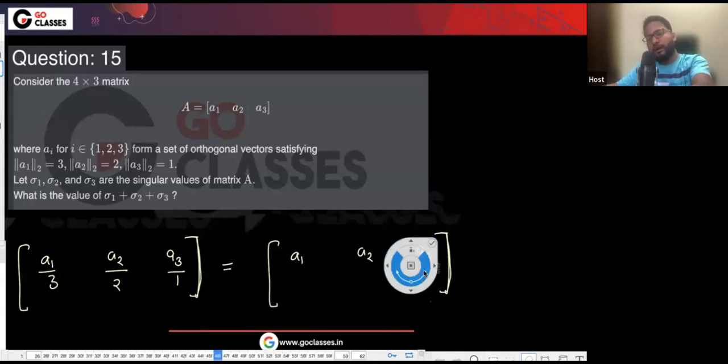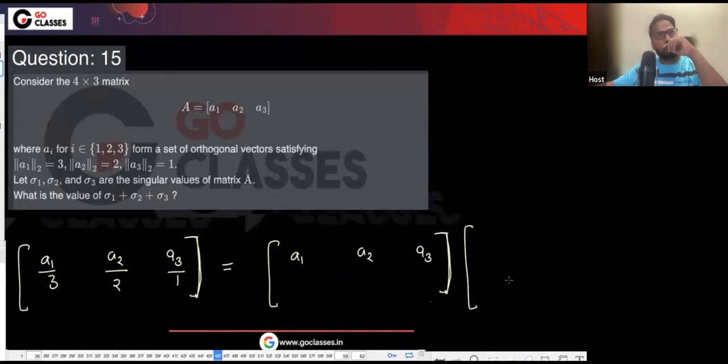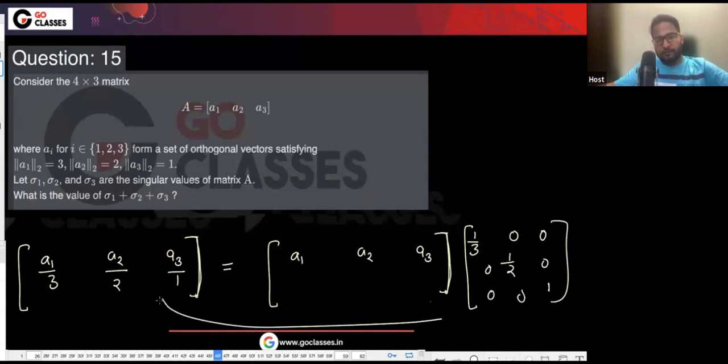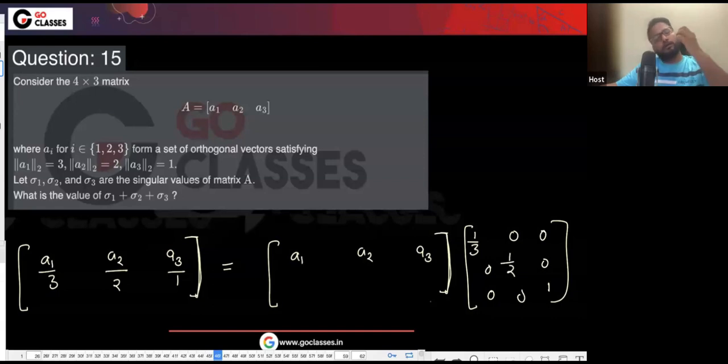you can multiply by some matrix. So how will that matrix look? 1 by 3 if you write here, and 1 by 2 if you write here, 1 if you write here. If you multiply these two matrices, will you be getting this matrix? Tell me. Yes, right? Because this is 1 by 3 into this column and 0 into this, so you will be getting this matrix.